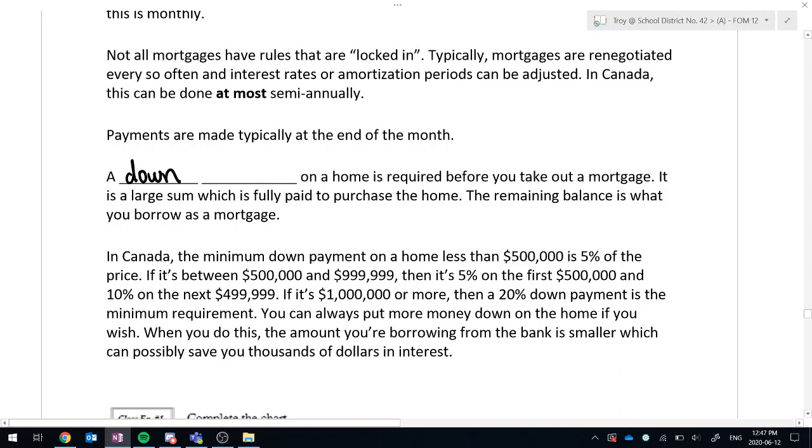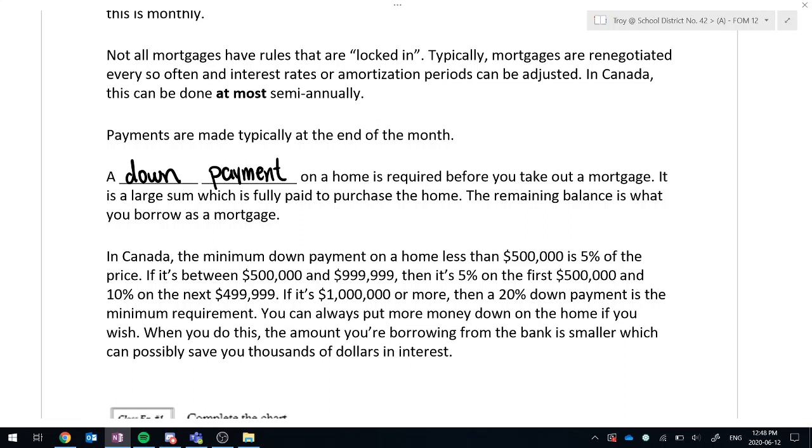When you go to own a home, usually first you need to make a sizable down payment. That's a large lump sum that's used to initially purchase the house. In Canada, there's no maximum down payment, but there is a minimum down payment that you need to make for a mortgage. If the property you're purchasing is less than $500,000, the minimum down payment you must pay is 5% of the price.